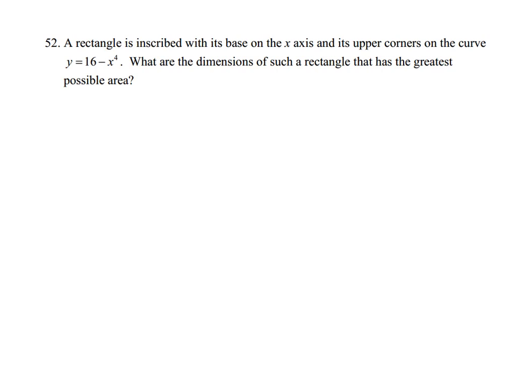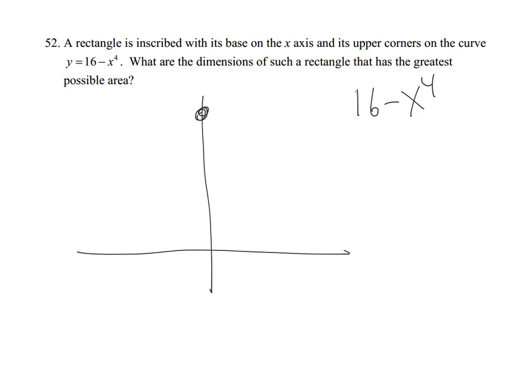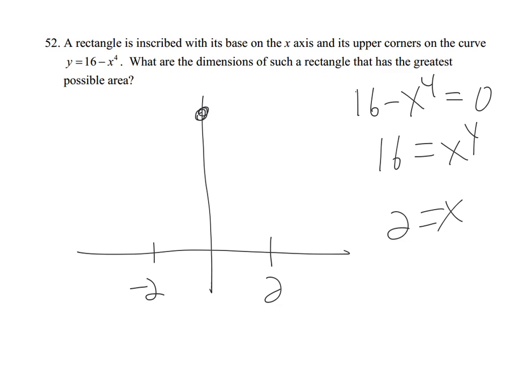So I've got, what's going on here? I've got a parabola that has a y-intercept of 16, and it crosses the x-axis at, so what do we got, 16 minus x to the fourth equals 0. So that would be 16 equals x to the fourth, and the fourth root of 16 is 2, but it could be negative 2 also, so positive 2 to negative 2.